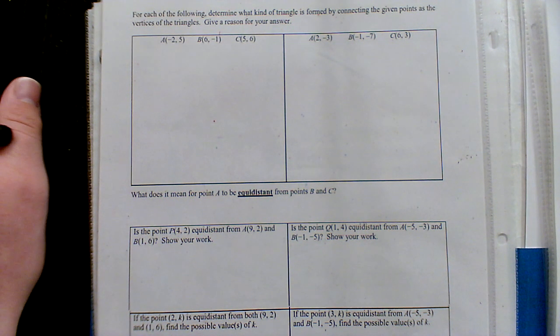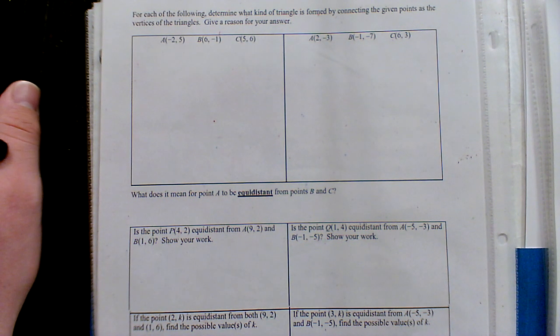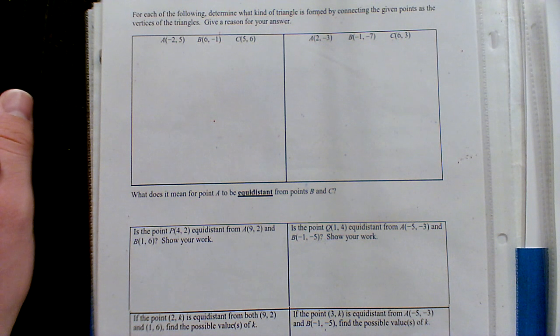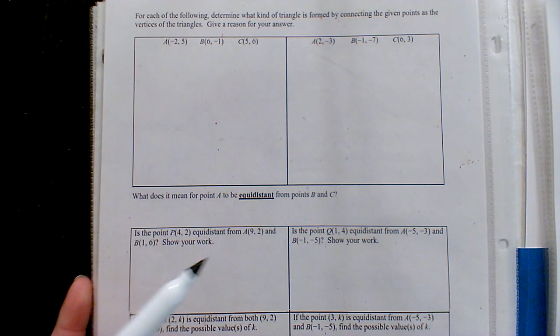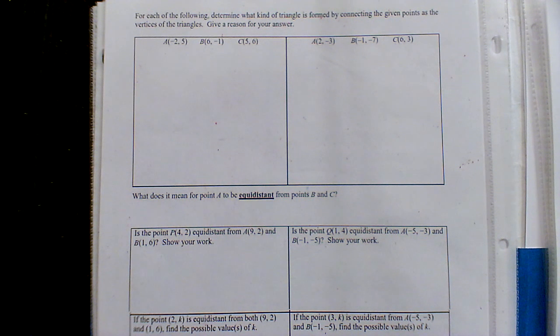For each of the following, determine what kind of triangle is formed by connecting the given points as the vertices of the triangle. Give a reason for your answer. So before we actually solve these and determine the triangle, what do you think they mean by kind of triangle? How are we going to answer those? What are some different kinds of triangles? Yeah, that's what we're going to be referring to. Whether something's isosceles, scalene, equilateral, that's what we want to think about when we get to our final answer.